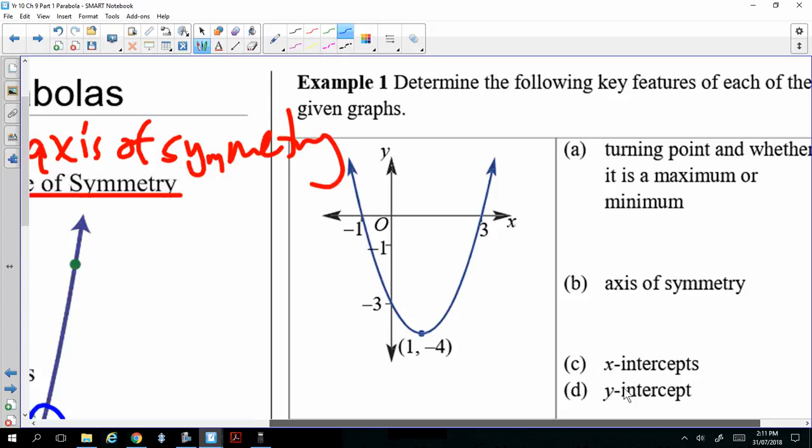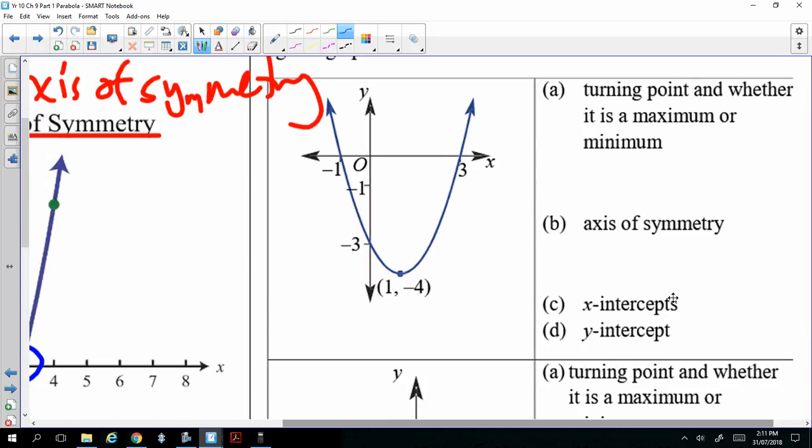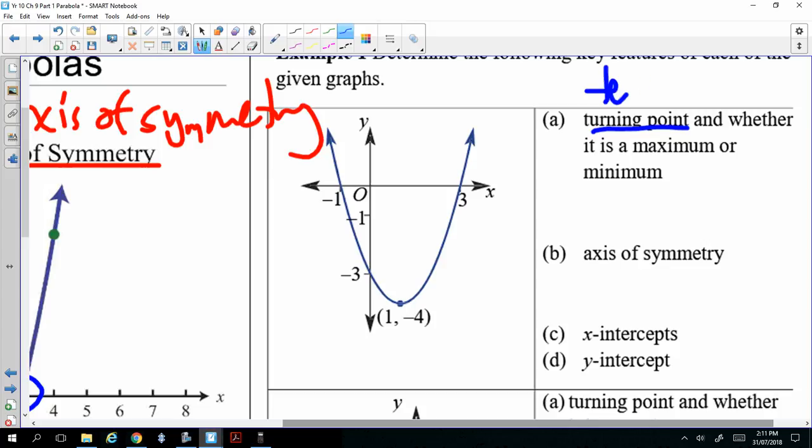Let's write down the turning point, whether it is maximum or minimum. The turning point is the vertex. So what is the vertex? The vertex is 1, -4. Is it maximum or minimum? It is minimum because it's the lowest point on the parabola.